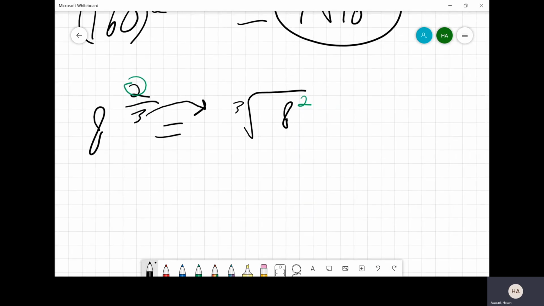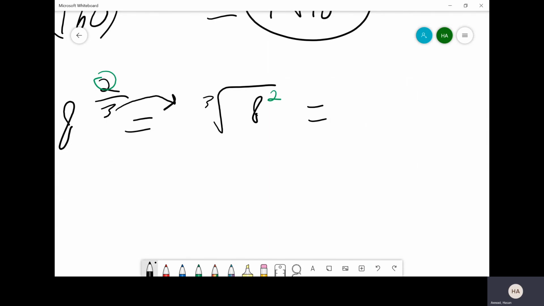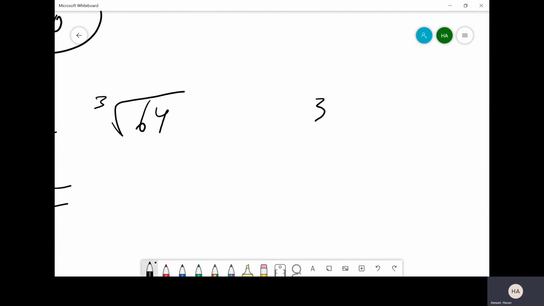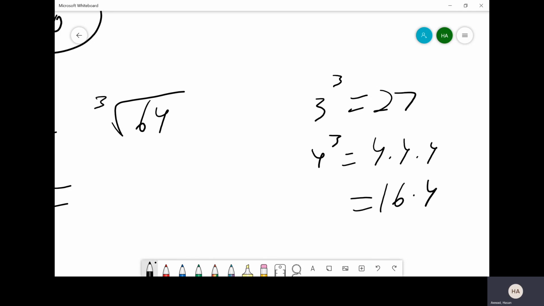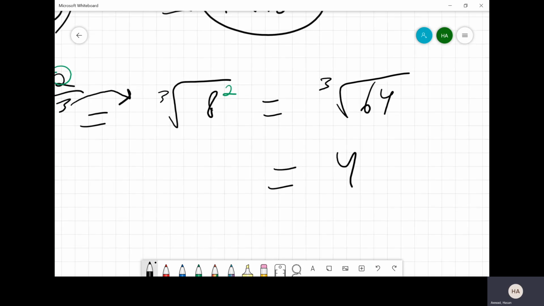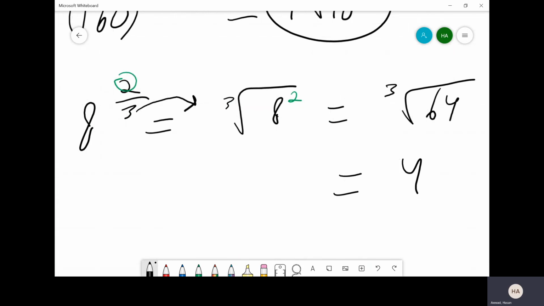And now what we can do here is say, okay, well, what is 8 squared? 8 squared is 64, right? So we have the cube root of 64, and we say, okay, what's the cube root of 64? We're looking for a number that when multiplied against itself 3 times will give us 64. You can go through them again. From last time, we know 3 cubed is 27, right? Well, what's the next one? 4 cubed is 4 times 4 times 4, which is 16 times 4, which is 64. And hey, that's exactly what we wanted, right? So that means that the cube root of 64 is just 4. So 8 to the 2/3 power is 4.